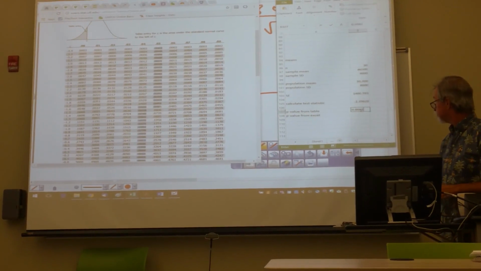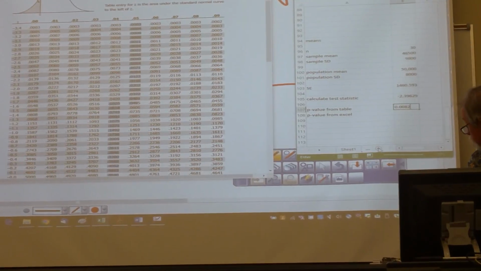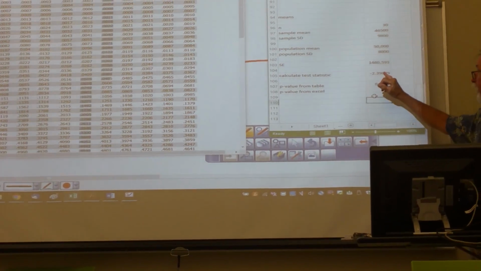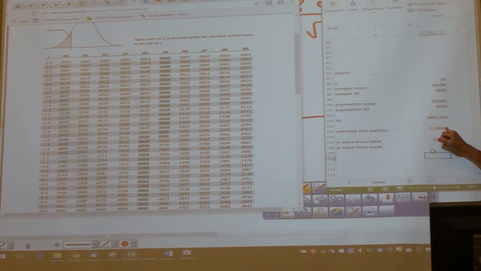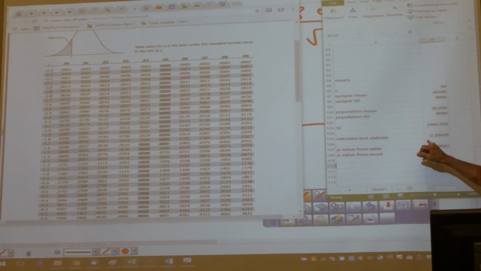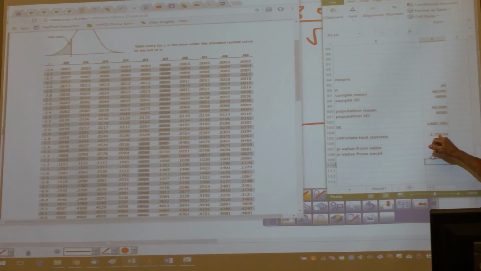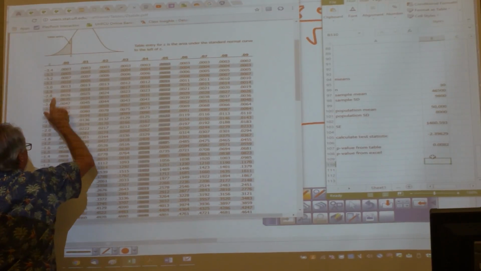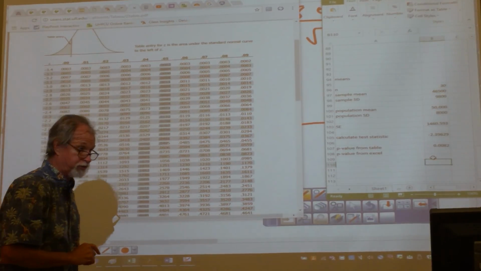0.0082. That is the p-value for the calculated test statistic, which you rounded, so that's negative 2.40. Because if I'm using the table, I only have 1 decimal place, 2 decimal places.